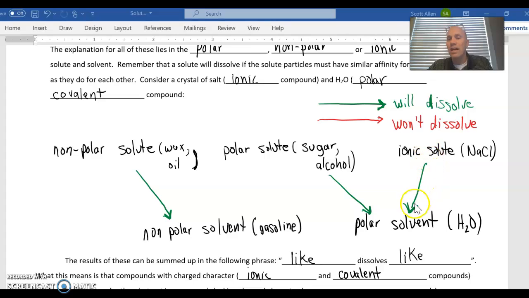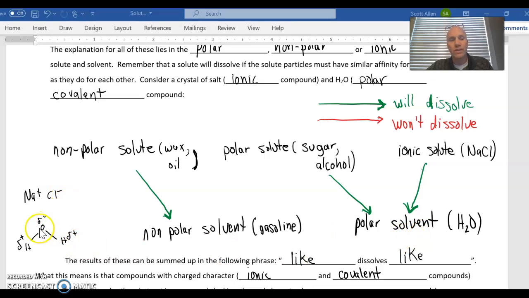The thing is that ionic solutes will also generally dissolve in a polar solvent because both the polar and the ionic compounds are things that have charges on them. So even though the word ionic is not the same as the word polar, remember that an ionic compound like sodium chloride is comprised of things that have charges. The sodium ion has a +1 charge, the chloride ion has a -1 charge.